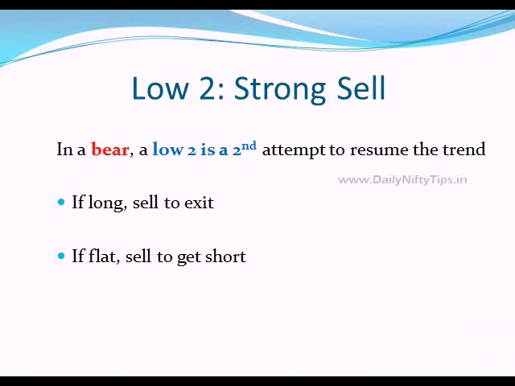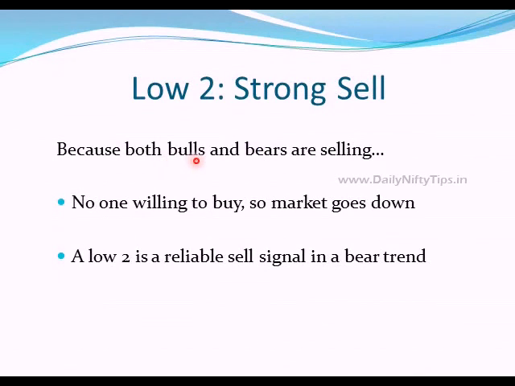Bears who are flat, they'll enter on the low 2 looking for a resumption of the trend. Okay, so you have both the bulls and the bears selling, no one willing to buy, so the market has to go down, and that makes a low 2 a reliable sell signal in a bear, because the bulls are selling out of their longs and taking their losses, and the bears are selling to capture the resumption of the trend.